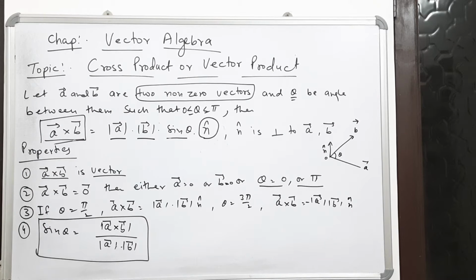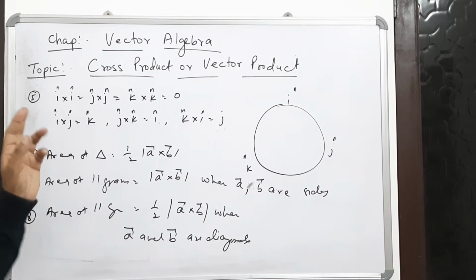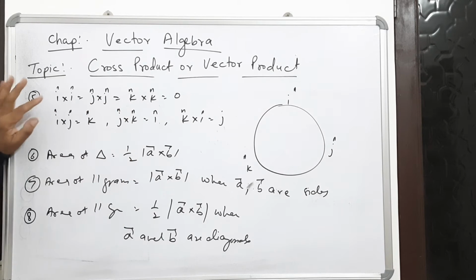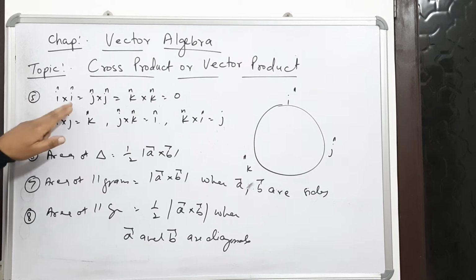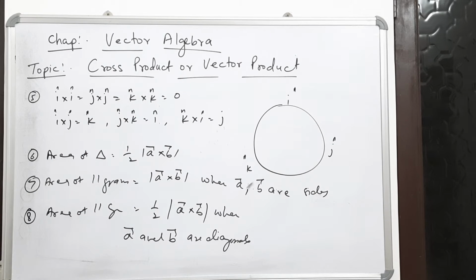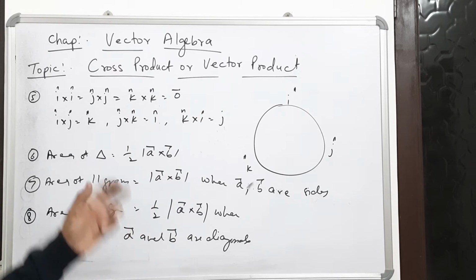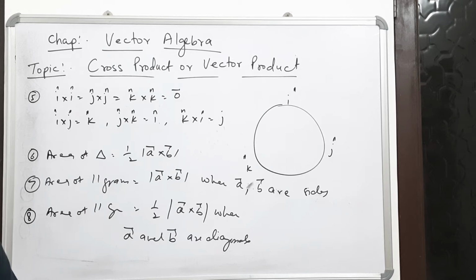I am taking the next property now. Some more properties. The next property is I cross I, J cross J and K cross K are all equal to the 0 vector because these are collinear vectors. The angle between them is 0 degrees. As I already told you, when the angle between them is 0 degrees, then sine 0 is 0. So the answer will be the 0 vector.